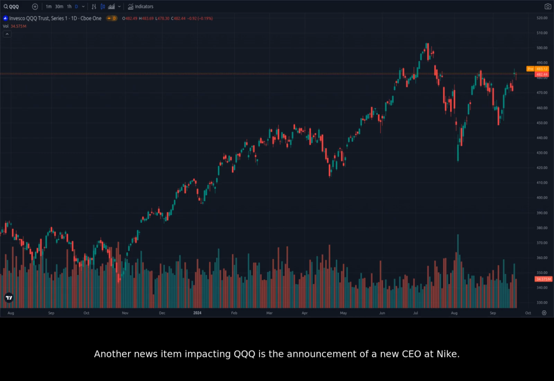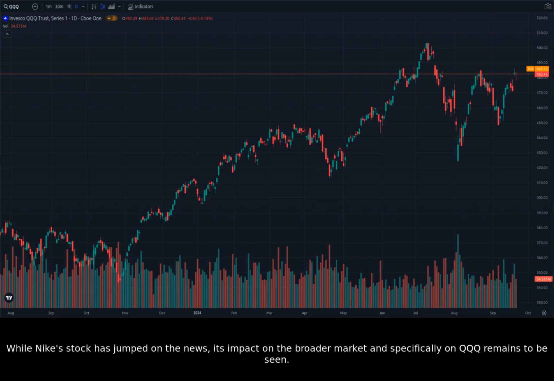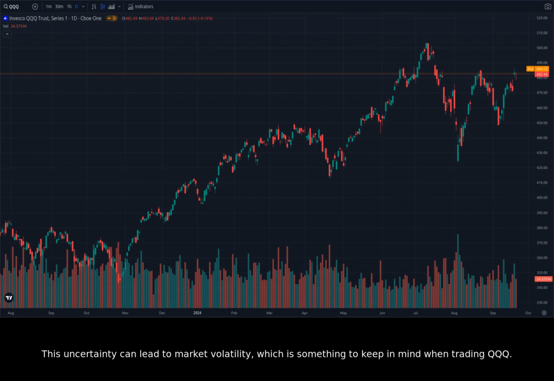Another news item impacting QQQ is the announcement of a new CEO at Nike. While Nike stock has jumped on the news, its impact on the broader market and specifically on QQQ remains to be seen. The global economy is also being closely watched as trade tensions and geopolitical uncertainty continue to create some nervousness. This uncertainty can lead to market volatility, which is something to keep in mind when trading QQQ.